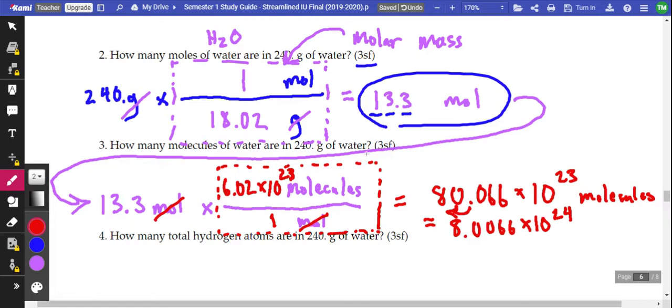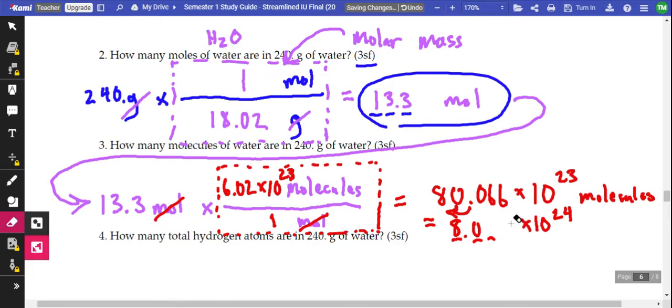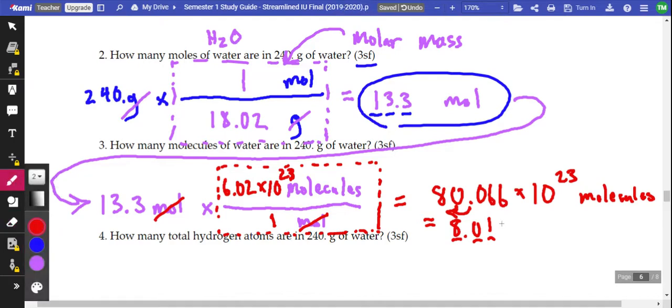Now, still only can have 3 sig figs, so let's round this. I've got this sig fig and this sig fig and this sig fig. So these guys I'm going to have to cut out. I'm going to round back to this decimal right here. So I'm going to round up to 8.01. I'm going to have my times 10 to the 24th there. Molecules of H2O.